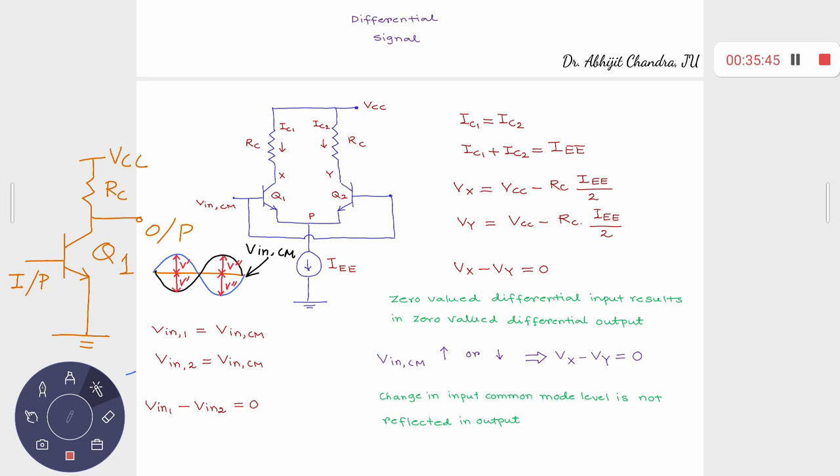Suppose you have some change in the DC level, suppose the input common mode level increases or decreases simultaneously. Then also, as long as these two transistors are the same and these two resistors are the same, the output voltage from this differential amplifier is equal to 0. The individual voltages might be different, but if you take the difference, Vx minus Vy, it will always be equal to 0. So if we have some change in the input common mode level, either positive or negative, that change is not reflected.